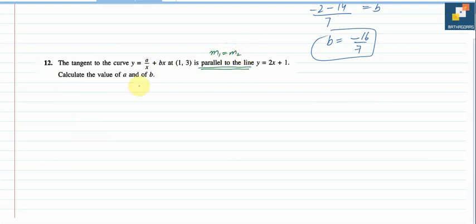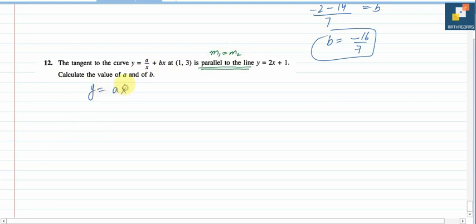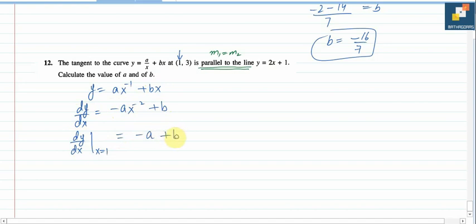Firstly, I will arrange the equation. It's y equals ax to the power minus 1 plus bx, right? If I differentiate it, dy by dx equals minus ax to the power minus 2 plus b. That is the differentiation. We have the value of x, it's 1. So dy by dx at x equals 1 is minus a plus b. That is the first equation of gradient.